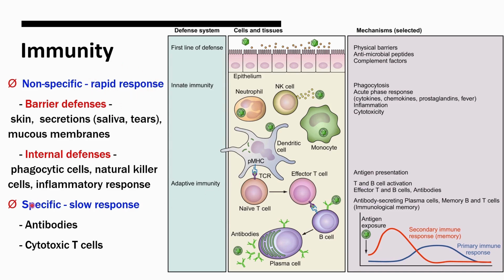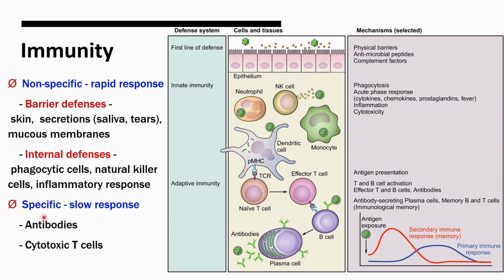The other group is specific responses. They are very slow, but the importance of this kind of response is that they can be kept in memory. The memory of the infection can be kept in your DNA sequence data. So it includes antibodies, and it includes cytotoxic T cells likewise. These cell types produce the specific immunity against the pathogens.